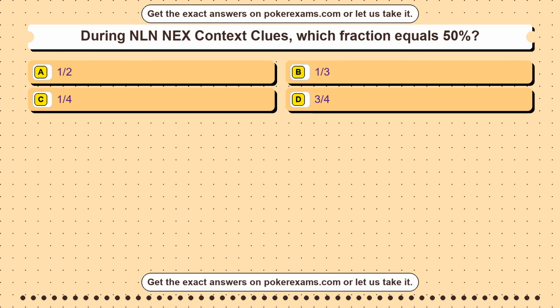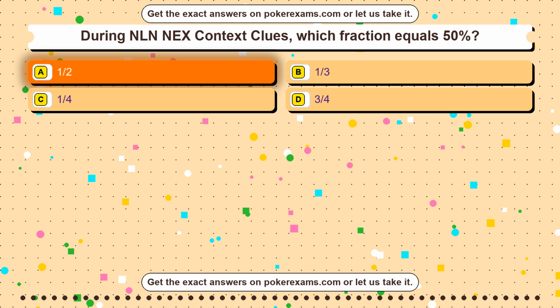Question 41. During NLN NEX Context Clues, which fraction equals 50%? Option A 1/2. Option B 1/3. Option C 1/4. Option D 3/4. The correct answer is option A, 1/2.